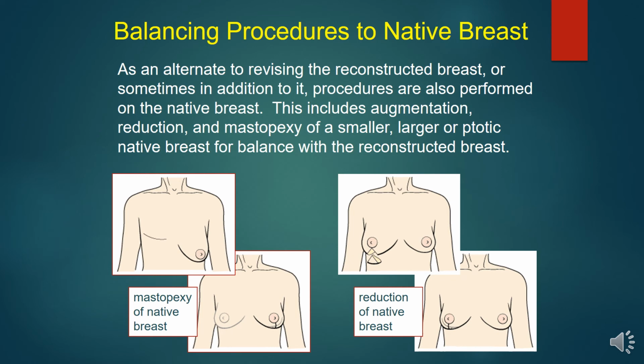Balancing procedures are an alternative to revising the reconstructed breast, or sometimes performed in addition to it. Procedures are also performed for the native breast, and these include augmentation, reduction, and mastopexy for a small, larger, or ptotic native breast, for balance with the reconstructed breast.